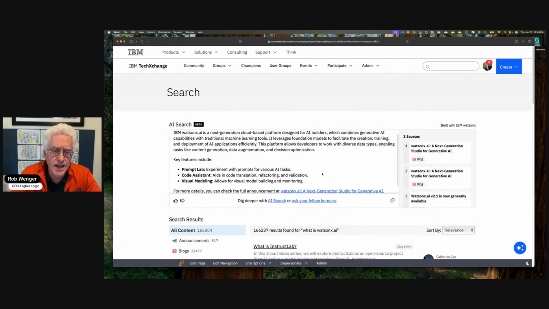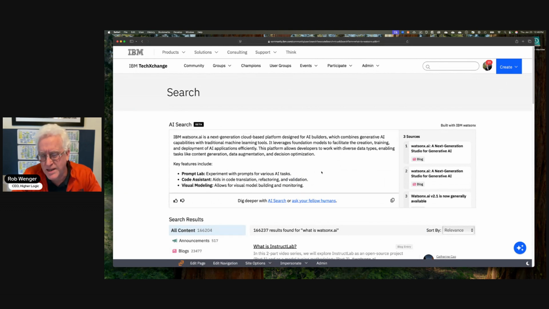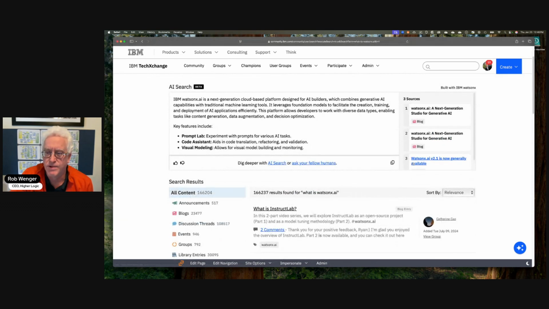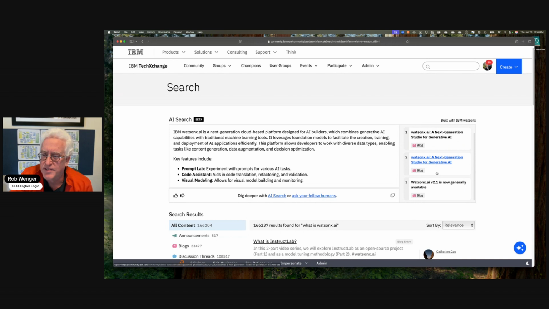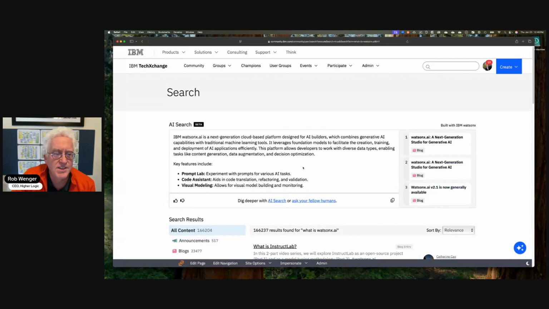But a totally separate search was run using this conceptual search, or embeddings-based search, and it came up with just 3 answers. And these 3 look really relevant, like a next generation studio for generative AI. Actually, those 2 say the same thing. It's probably 2 different things, but generally available. And it's synthesized an answer to my question.